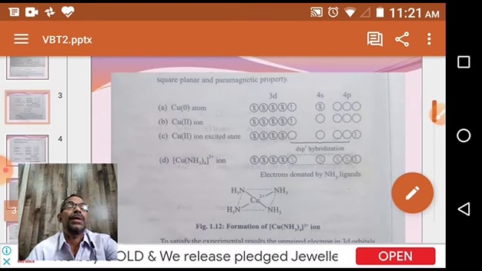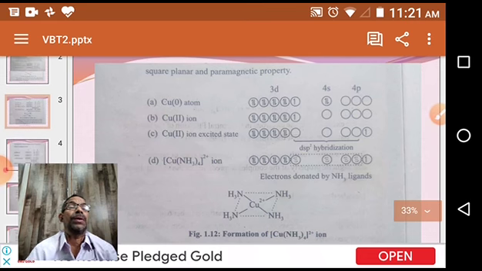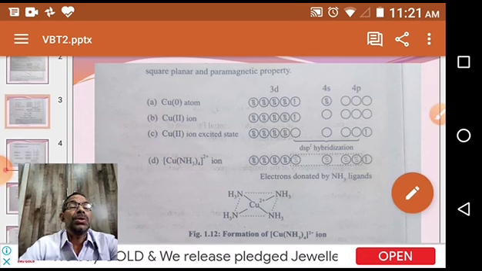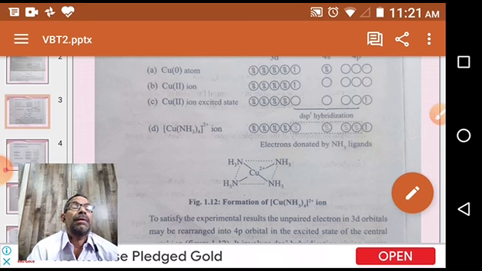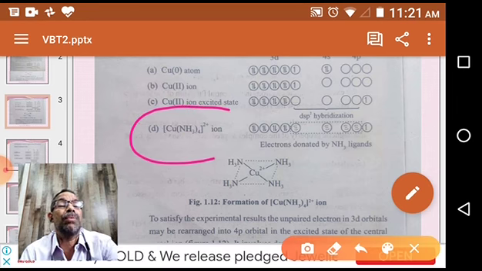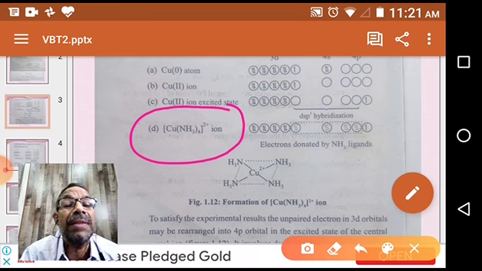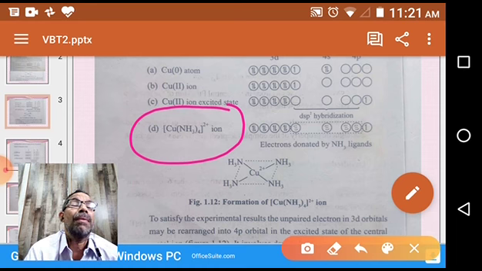One more example for a square planar complex is tetraamminecopper(II) ion. You see the name of the compound. This is a complex we are studying. We are discussing VBT, applying valence bond theory to square planar complexes. This is one more example. The name of the complex is tetraamminecopper(II) ion. It is a cationic complex.